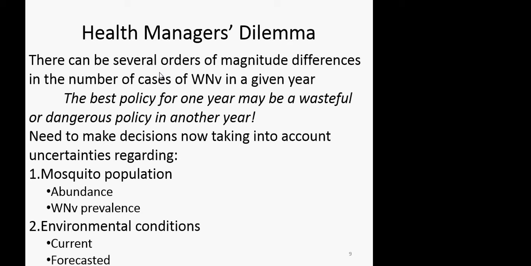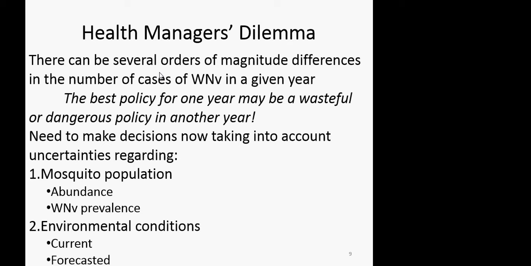So there's several orders of magnitude difference in the number of cases that are encountered year to year. And the best policy for one year may be really wasteful for another year. So it's not a matter of finding the best policy and just standardizing on it year to year. It's actually a matter of needing to make decisions over time, taking into account how many mosquitoes there are, how many of them have West Nile, and the current environmental conditions.